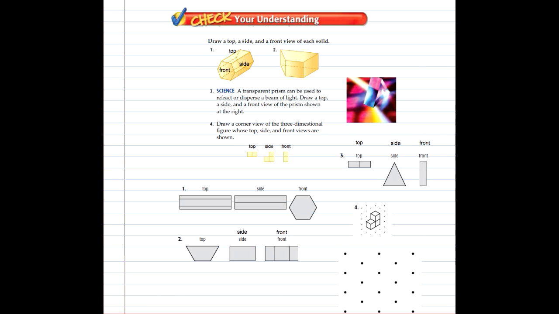In example number 2, top is here. The side is actually on the back there. And then the front would be the three faces you can see here. Number 3, a transparent prism can be used to refract or disperse a beam of light. Draw a top, a side, and a front view of the prism shown. You can see that here. The top would be right here. It'd be hard to see that. The side is right here. And the front would go here.